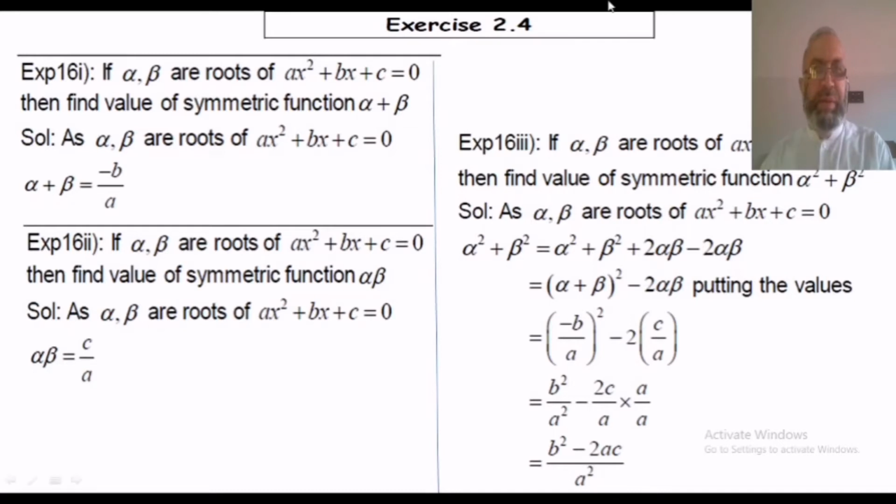Our topic today is exercise 2.2, symmetric functions. Symmetric functions mean alpha plus beta, alpha into beta, alpha square plus beta square, etc. By symmetric function we mean that if we interchange the values of the roots of the given quadratic equation, the value of the expression remains the same. That is why we call it a symmetric function.